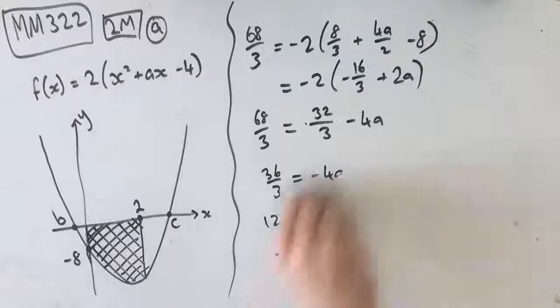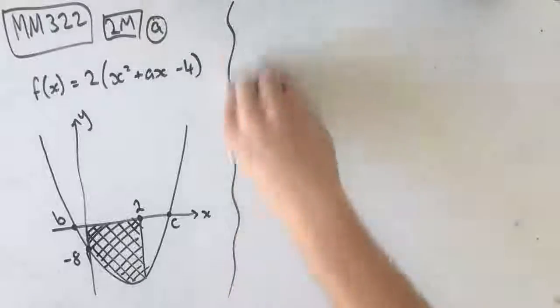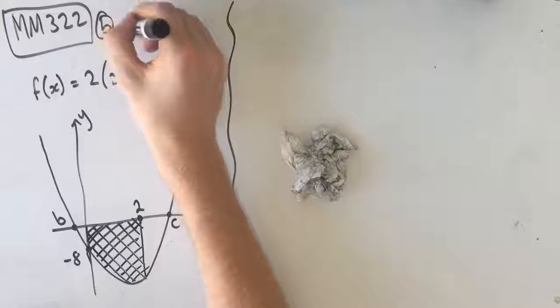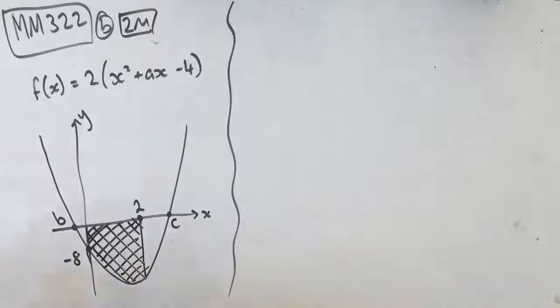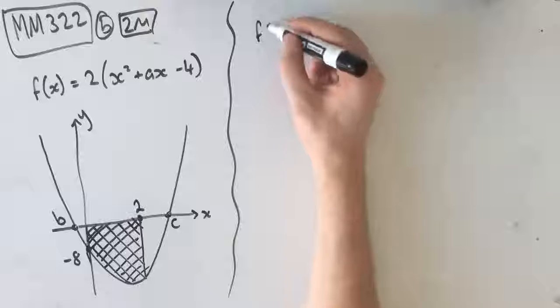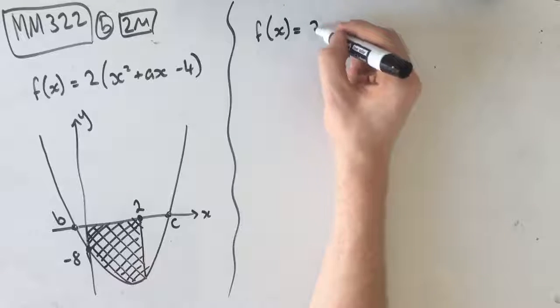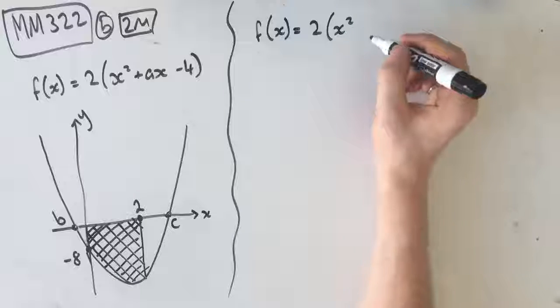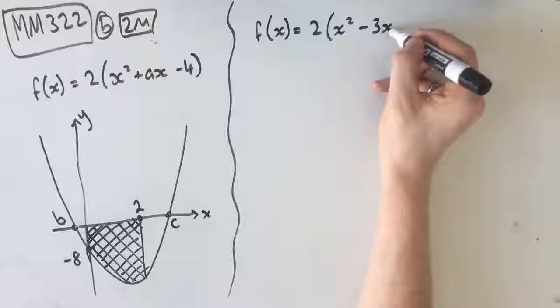Part B is probably a little bit more simple. It's also a 2-mark question. And it says, find the values of B and C where the graph of f intercepts the x-axis. So these bits here, so x-intercepts of this graph. So now that we found A, we know that f of x is equal to 2 outside of x squared. Now we found that A was equal to negative 3, which means that we have x squared take 3x take 4.